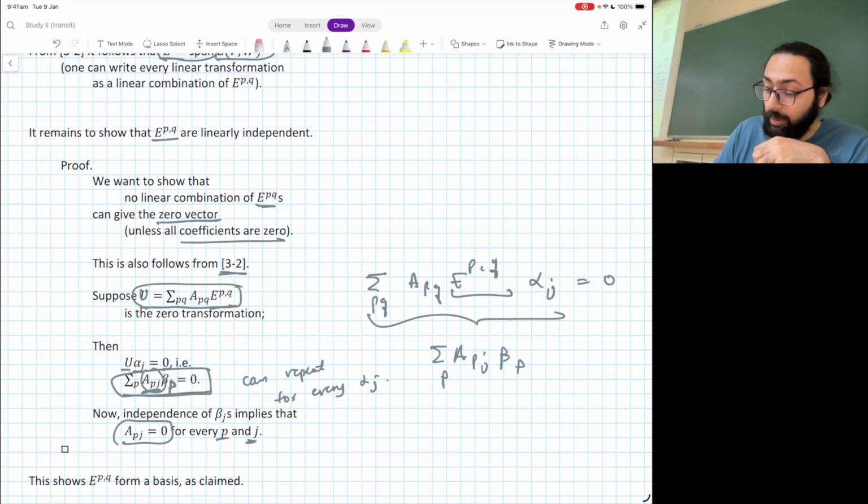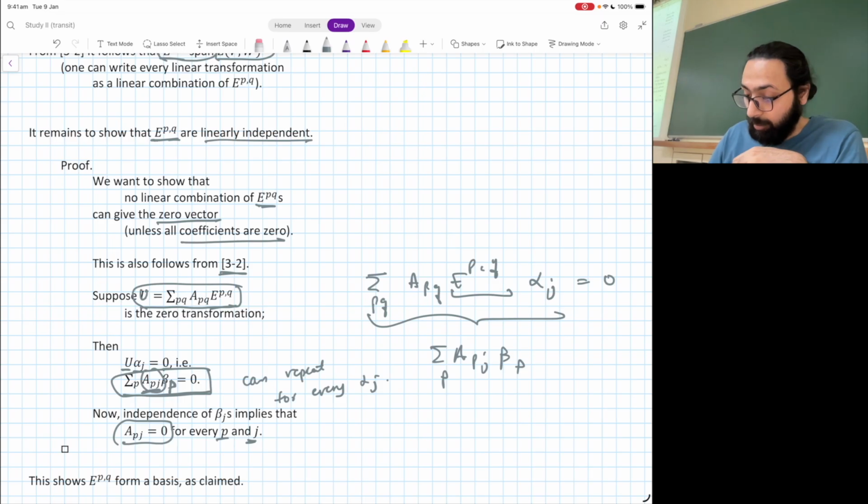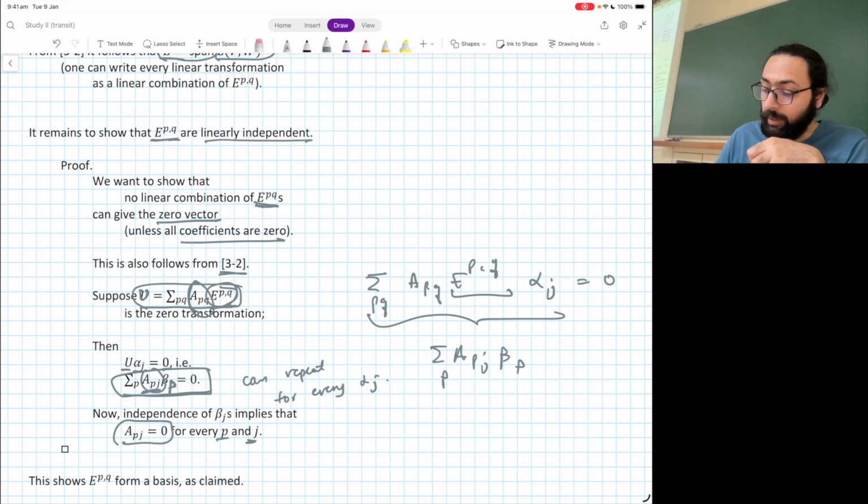So what does that show? What does that tell us? That tells us that these EPQ are linearly independent, because there is no linear combination of these EPQs that would give you a 0 vector. And how did we prove it? We said that suppose there was some operator which was a linear combination of these that gave you 0, then we showed that in that case all of these coefficients would have to be 0. And what property did we use? We used the fact that beta is a basis for W.